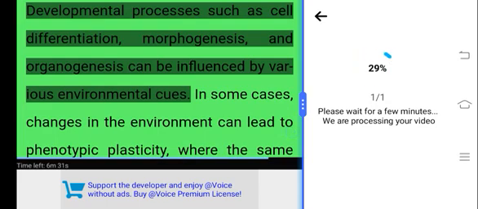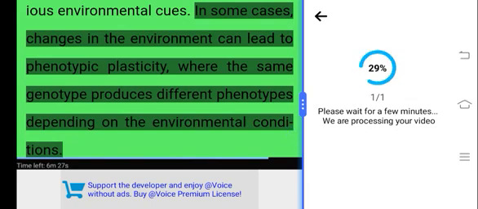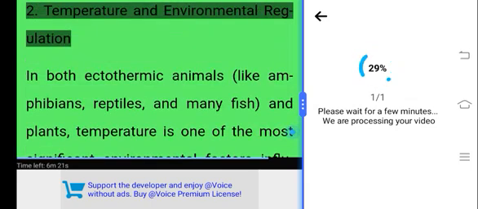Developmental processes such as cell differentiation, morphogenesis, and organogenesis can be influenced by various environmental cues. In some cases, changes in the environment can lead to phenotypic plasticity, where the same genotype produces different phenotypes depending on the environmental conditions. 2. Temperature and environmental regulation.